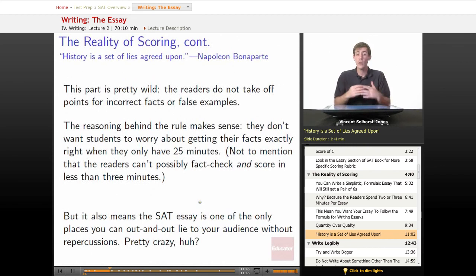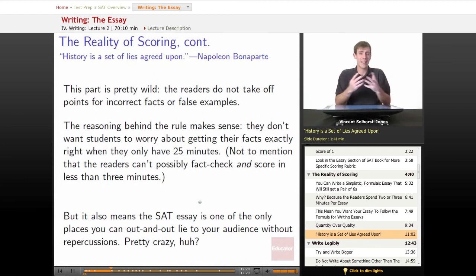If something is not true, that has nothing to do with whether or not it gets a good score, in theory. So you don't have to worry about being right on every single thing. And also, let's consider this. The readers, if they're doing an essay in 3 minutes, there's no way they have the time to actually do a good job fact-checking and scoring in just 3 minutes. So from an expediency point of view, the test makers can't expect their readers to fact-check. And they also don't want to make the students sweat too much about getting all their facts exactly correct. But this also means you can twist this into this really bizarre thing.